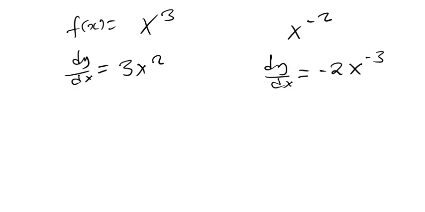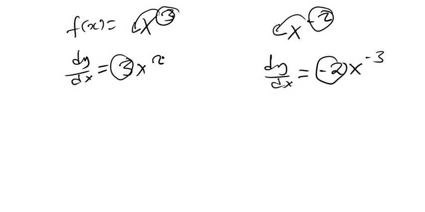Whenever you have been given this, when you are differentiating, you drop the power and the power reduces by 1. So we have dropped 3, then the power reduces by 1, so it's 3 minus 1, which is 2. Here we have dropped negative 2, and the power reduces by 1, so negative 2 minus 1 is negative 3.